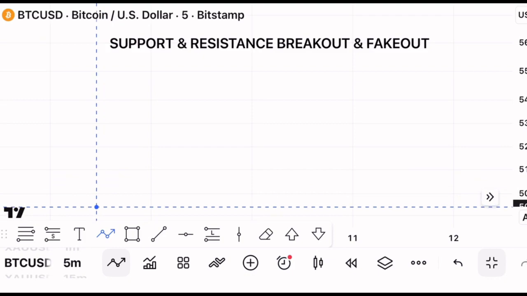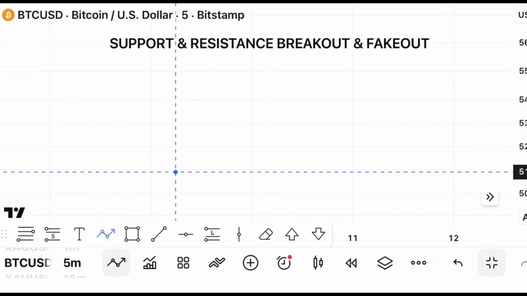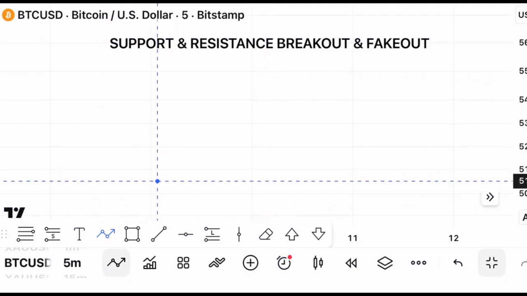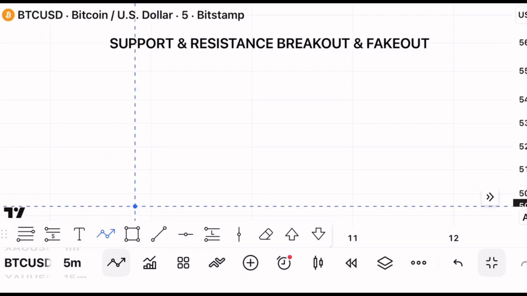Now, before you'll be able to trade this profitably, you need to understand the concept of liquidity. If you do not understand that, use the link below to watch a video on it.